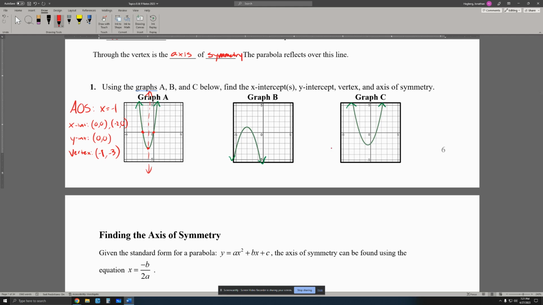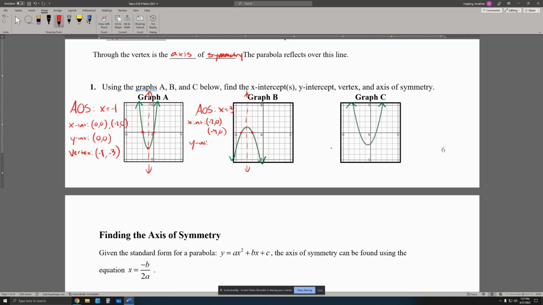All right, graph B, we'll start with axis of symmetry. It's that vertical line that cuts the graph in half. So the equation for this line is x equals -3. X-intercepts, we've got two. We've got one right here and one right here. So (-2, 0) and (-4, 0).